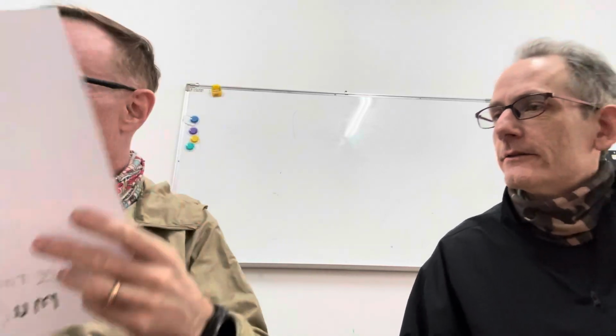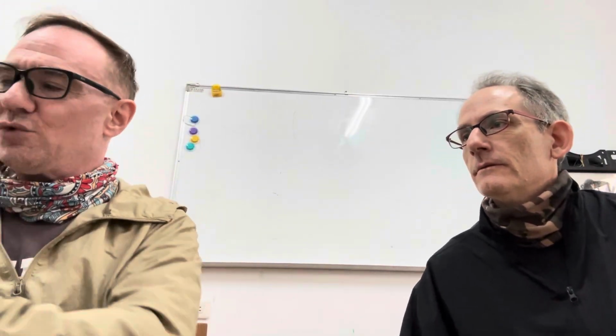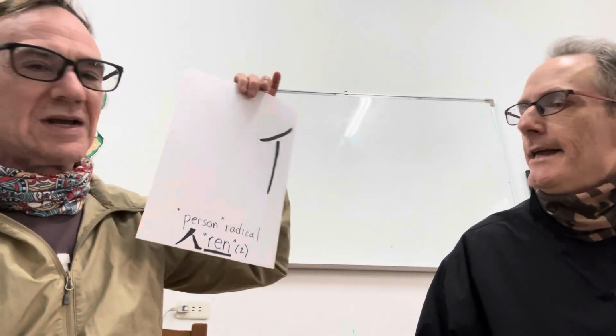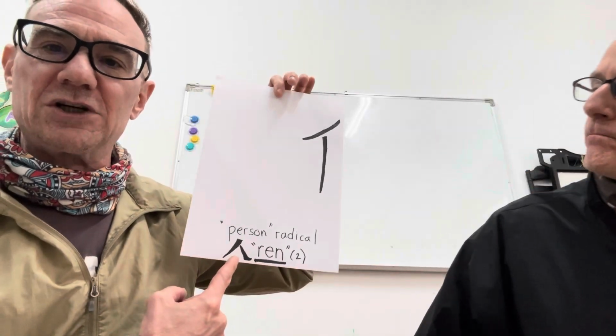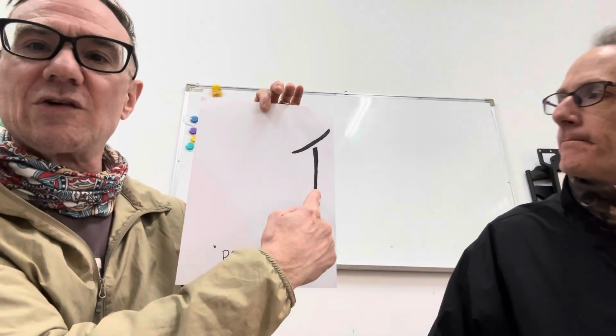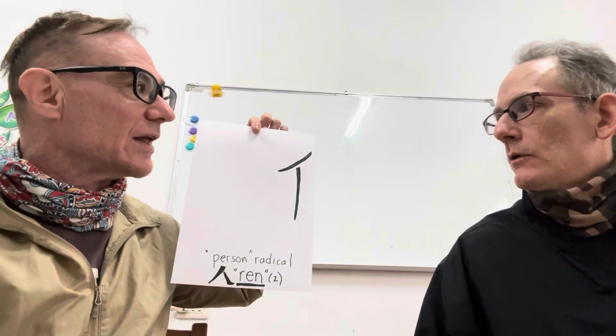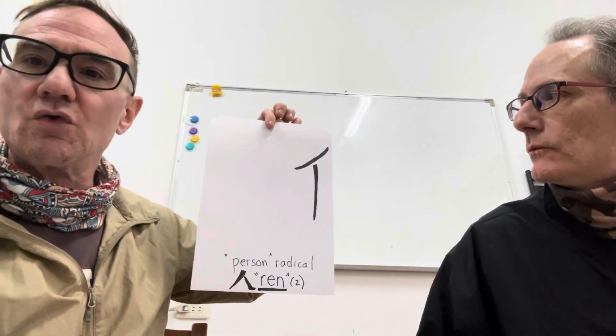And we have, you know this one, Ren. So this is the character for Ren, but when we use it as a radical, it becomes kind of inverted like this. That's the person radical.